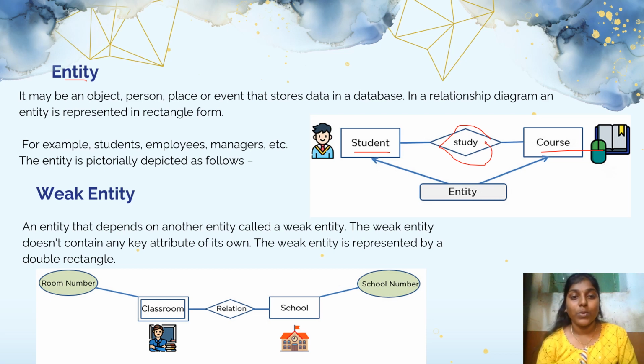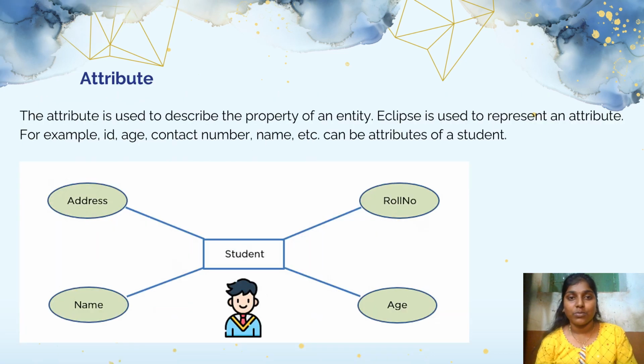A weak entity is one which doesn't have a key of its own, and it is represented by a double rectangle. Here is how it is represented, a classroom and school. And one more important point is a weak entity is dependent on another entity, which means the strong entity, which has attributes. So let's move forward.